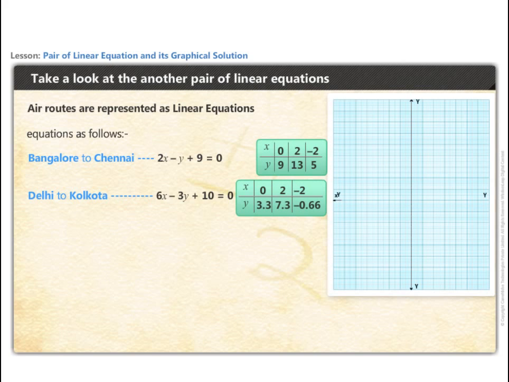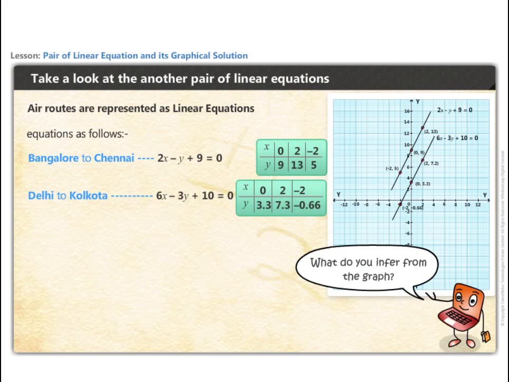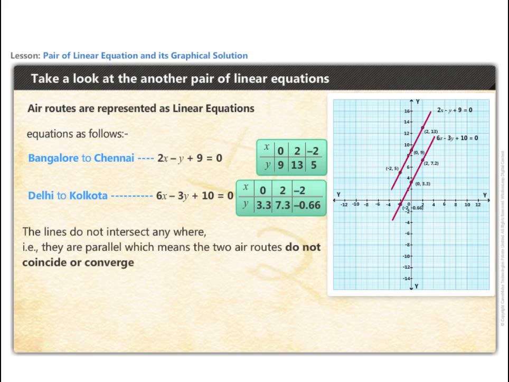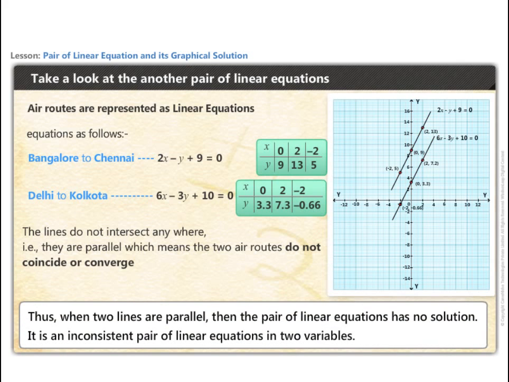Now, we plot the respective solutions of the two equations to graphically represent the pair of equations. What do you infer from the graph? We observe that the lines do not intersect anywhere, that is, they are parallel. This also means that the two air routes never coincide or converge. Thus, when two lines are parallel, then the pair of linear equations has no solution. It is an inconsistent pair of linear equations in two variables.